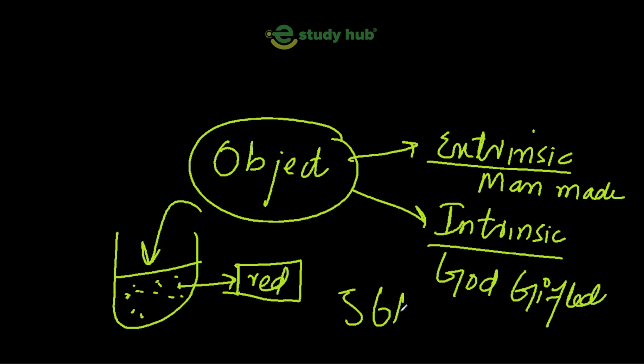An example of an intrinsic property: consider a person having 56 kg mass. The property of having 56 kg mass is an intrinsic property. It is a God-gifted property. All the God-gifted properties are called intrinsic properties, and all the man-made properties are called extrinsic properties. So basically, charge is one of the intrinsic properties.